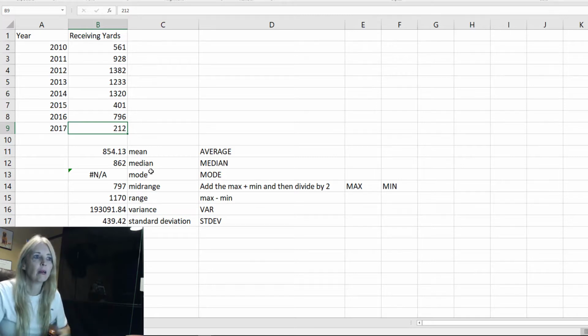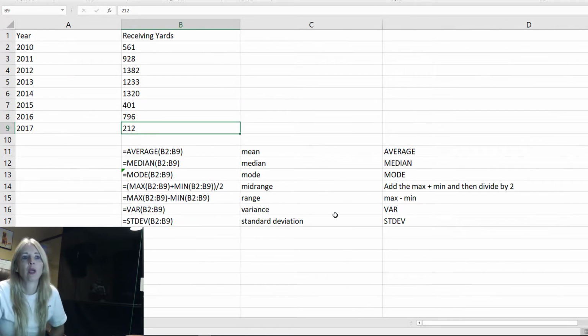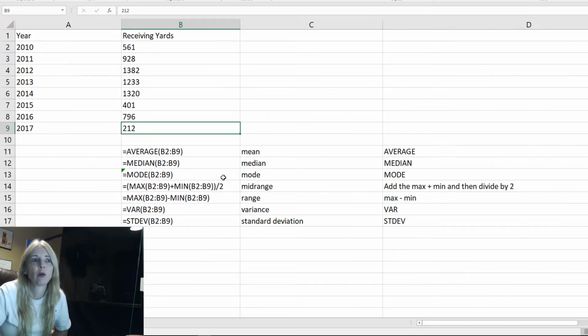But my whole point of this is for you to see these formulas, and I'm actually going to show them. If you want to pause this or screenshot it, look at this. This shows you everything that I typed in to get these values, which should help you with your Module 1 project. All right, that's it.